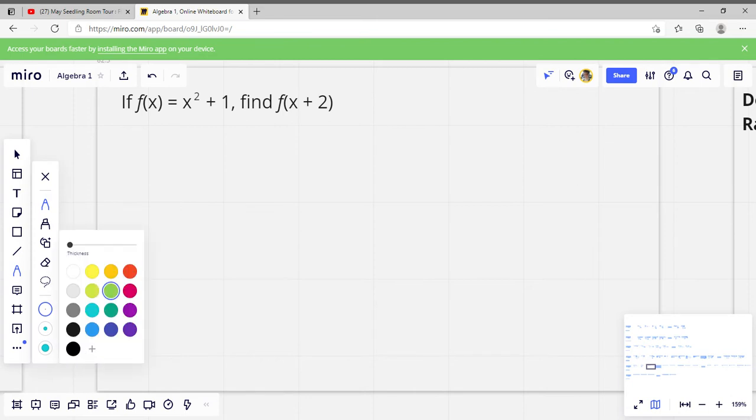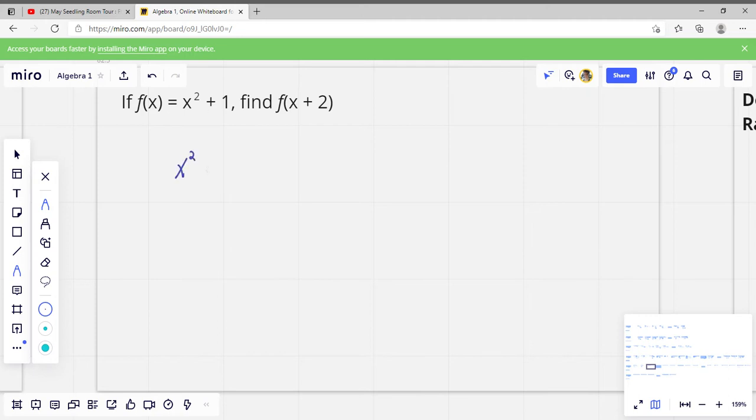So all you're doing is plugging in the value that they give you for x. Alright, so this one says f of x equals x squared plus 1. So we've got x squared plus 1. That's our function. And we're supposed to plug in x plus 2. So right here, where we have x, we're going to plug in x plus 2 squared, because our x has to be squared, plus 1.